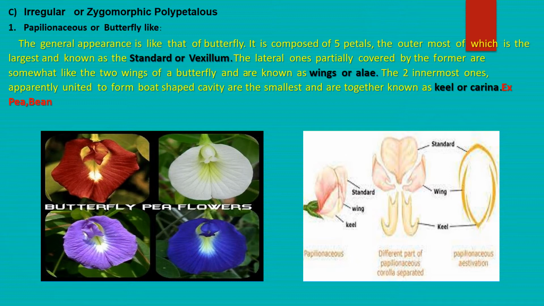You can see this arrangement. This is a standard, this is a wing, and this is a keel. Thus they form a kind of butterfly-like structure. So this is papilionaceous or butterfly-shaped corolla, as we see in case of pea as well as beans.